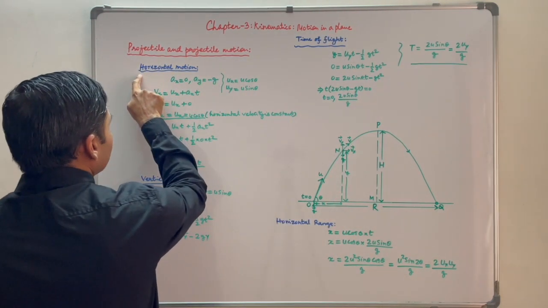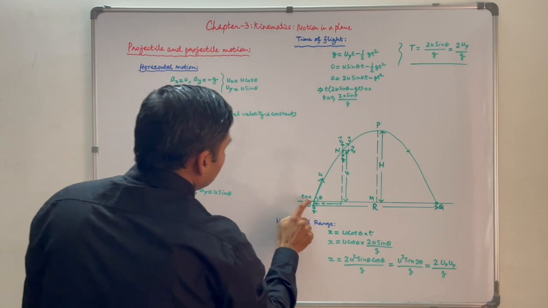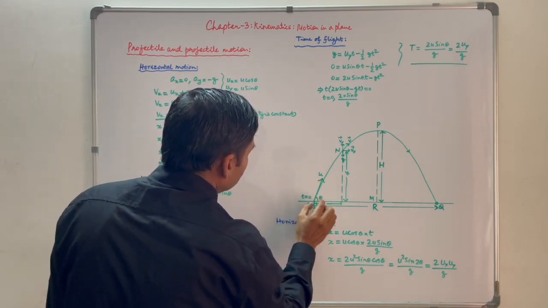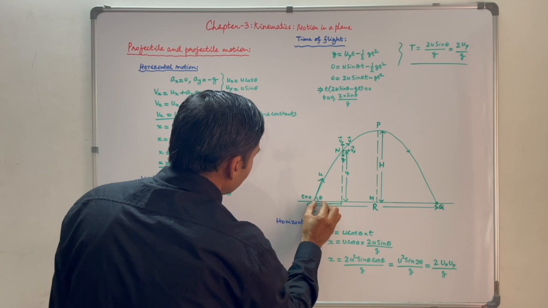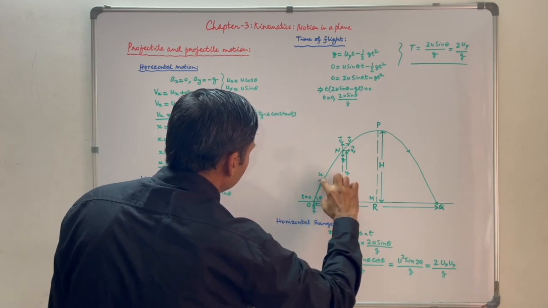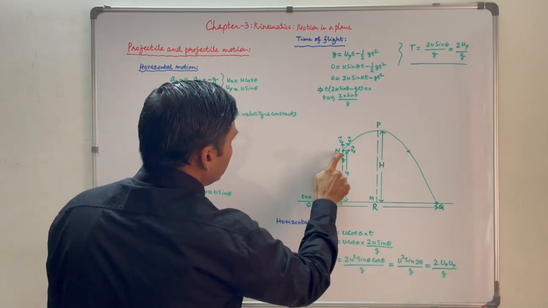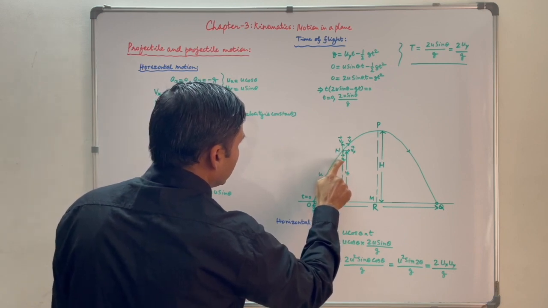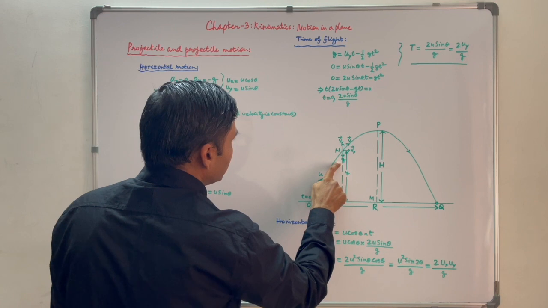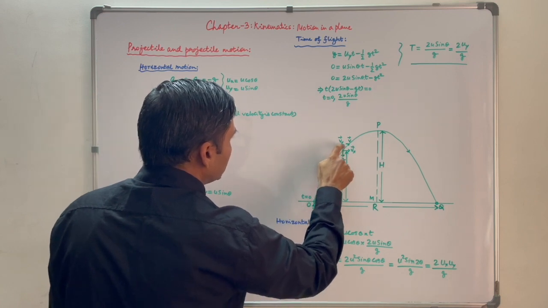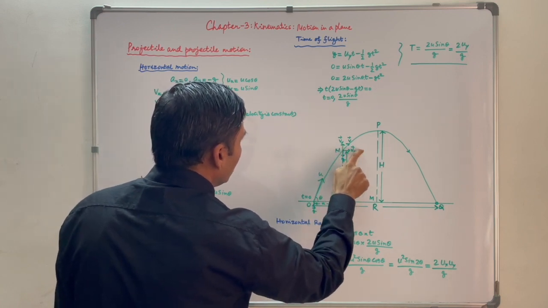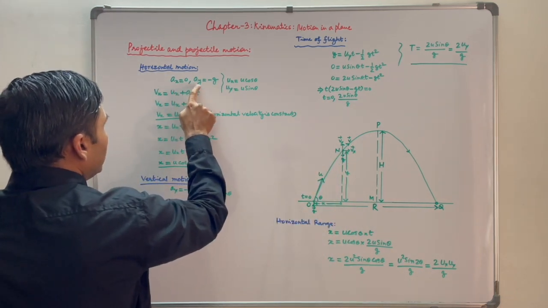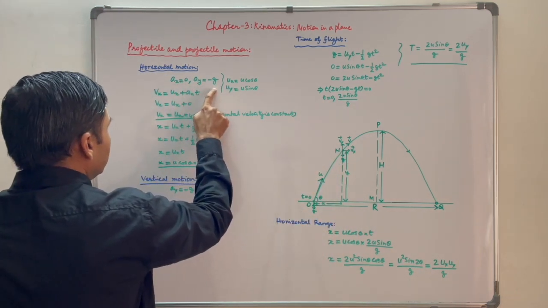First is horizontal motion. Velocity of projection is u, angle of projection is theta. So ux equal to u cos theta and uy is equal to u sin theta. At any point of time, particle experiences only vertical acceleration, that is acceleration due to gravity that works vertically downwards, no horizontal acceleration. So ax equal to 0 and ay is equal to minus g.